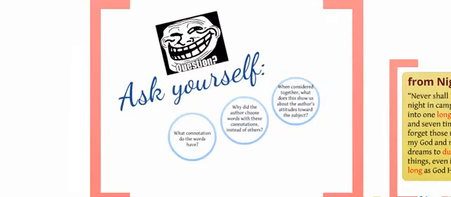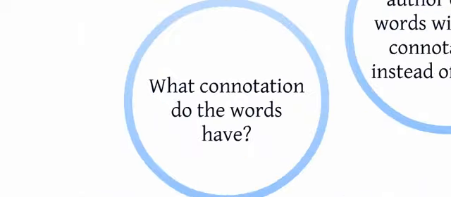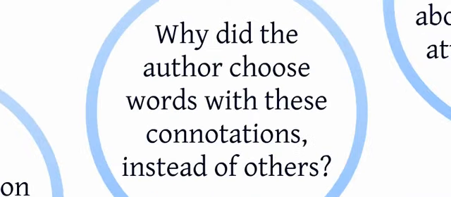All you have to do is ask yourself a few questions when you're reading something. Questions like, what connotation do the words have? Pick out specific words and think about what the connotation of those words are, the feeling of those words. Then ask yourself, why did the author choose words with these connotations instead of other words? Once again, in the English language, we have a lot of words to mean similar things. There are words that we could use to describe the same thing and get the point across, but those words have different feelings. So why did the author choose to use these words with these connotations instead of other words?